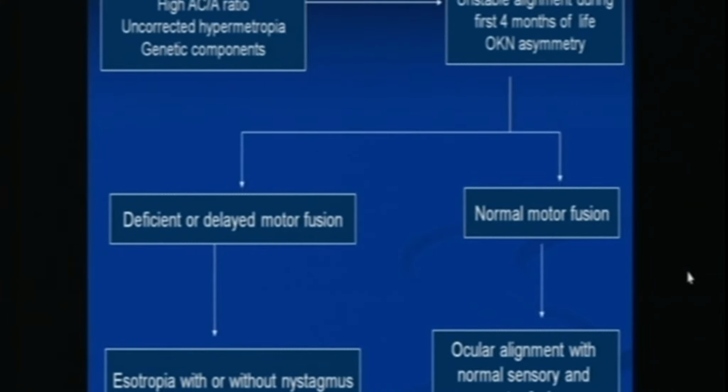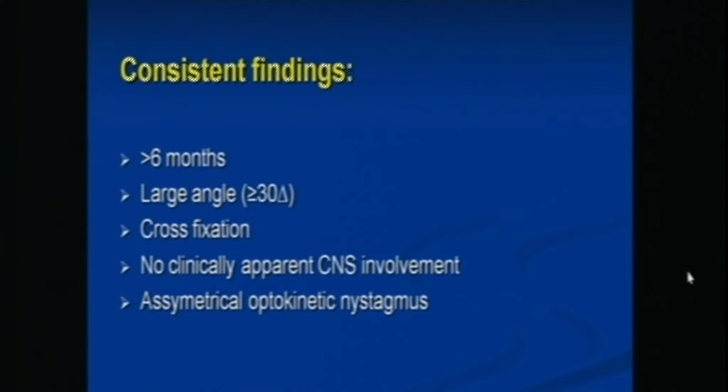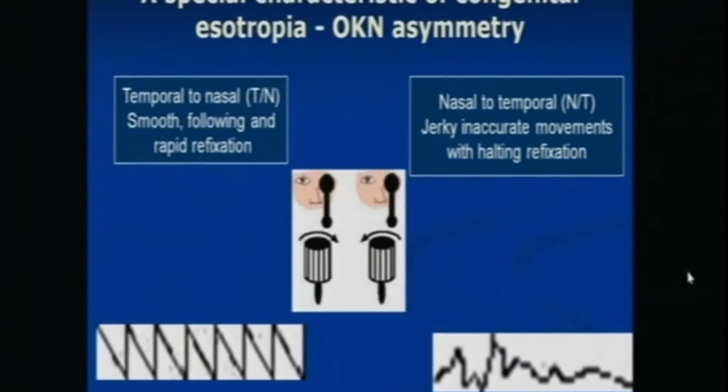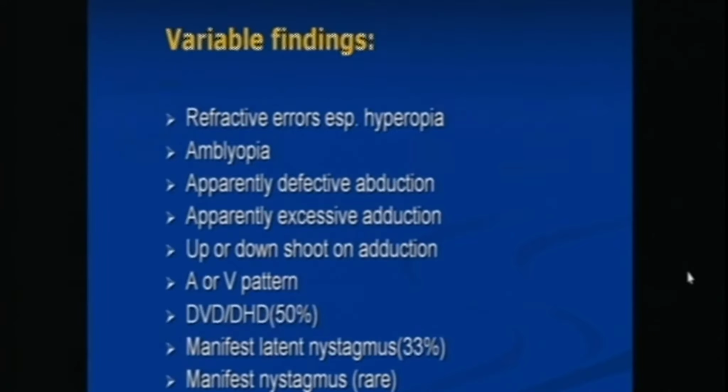the presence of nystagmus. The characteristics are that they are constant squints essentially, they are large angle, they present even after 6 months of age, there is no apparent CNS involvement, and there is an asymmetric optokinetic nystagmus, essentially meaning that if the OKN drum is moved temporal to nasal, there is smooth following and rapid refixation. So the kind of normal OKN you see. However, from nasal to temporal, there are jerky movements which are halting, and they are not so fast refixation.